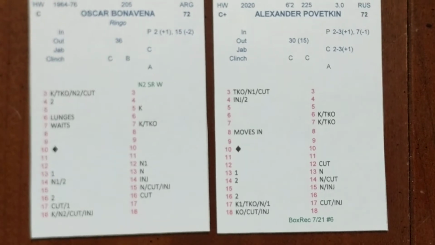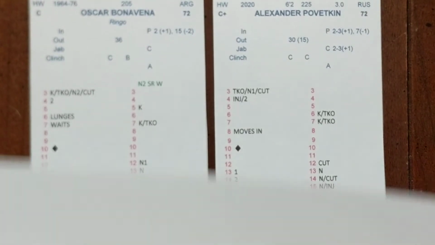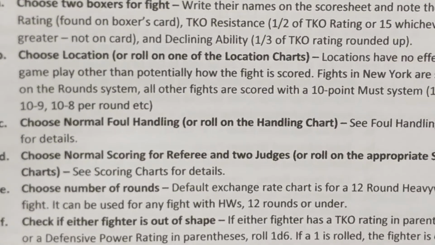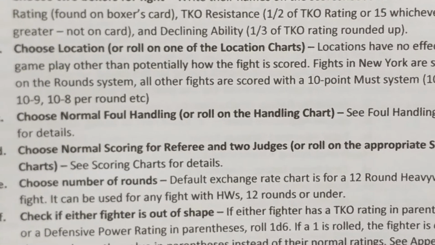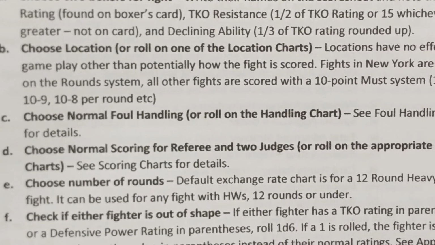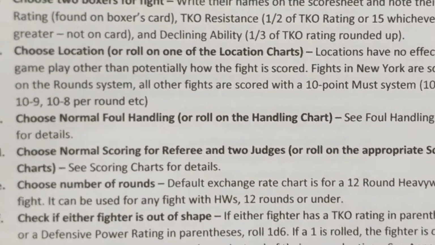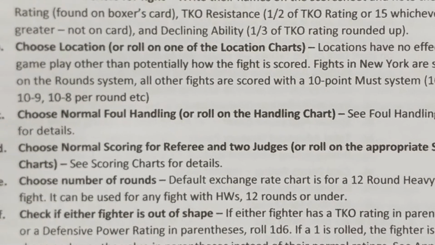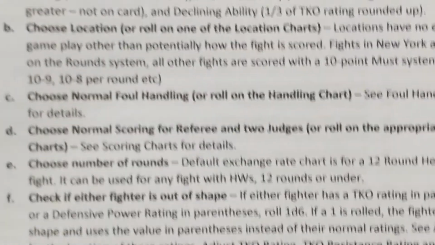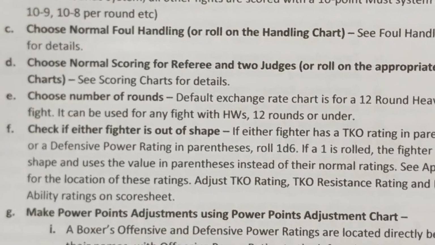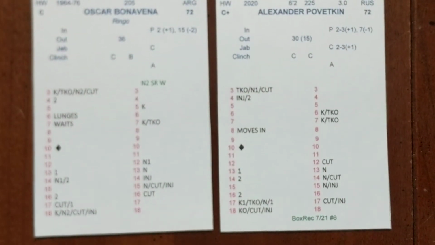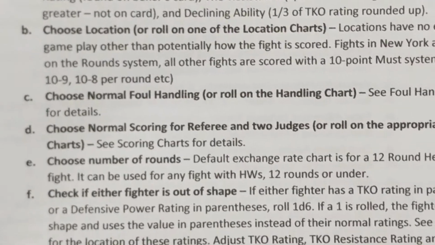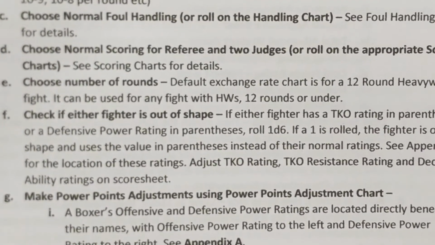So as part of the instructions that I tried to write up, here is the setup. Choose 2 boxers. We did. I'm not going to bother with choosing a location. There are locations that you can choose for the purposes of this redo of the game. Only New York is different in that it's a round system instead of a 10-point must system. We're going to just choose normal foul handling and normal scoring. Neither of these guys have any real effect from fouls, so that won't come up in this bout. And scoring we'll talk about later when it comes time to score the round.